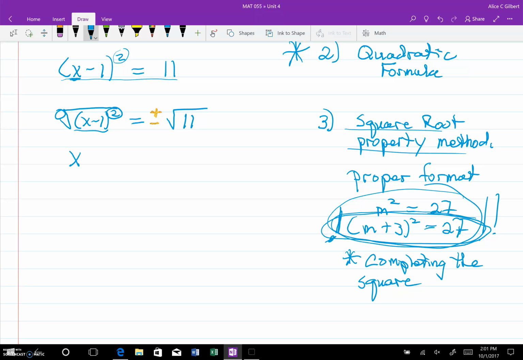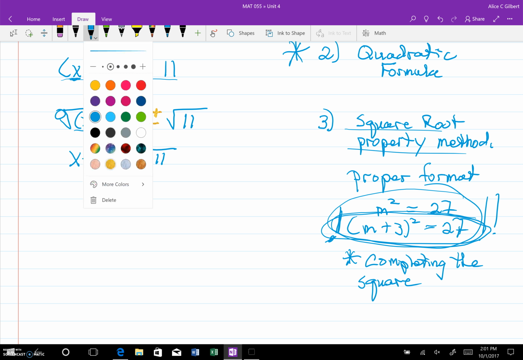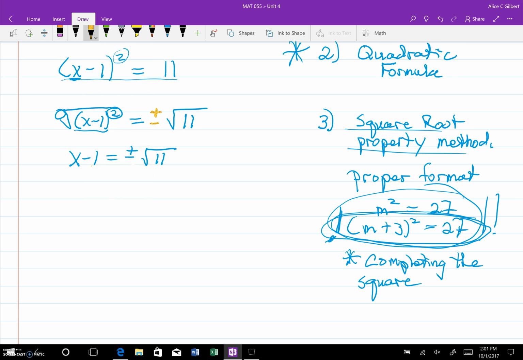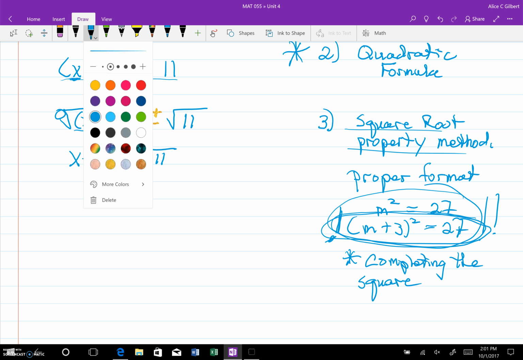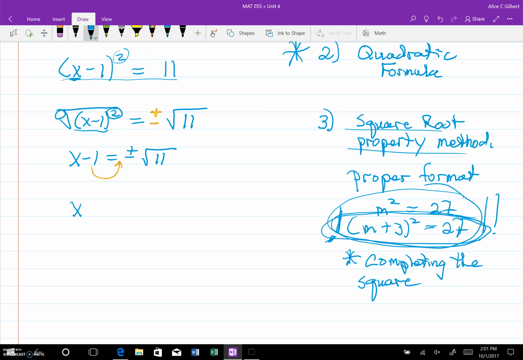So now what I've got is x minus 1 equals plus or minus the square root of 11. And all I need to do now is get the x by itself. So I just need to add the 1 to the other side. Always push him up between the equals and the plus or minus. That's where he belongs. And so now it's going to be x equals 1 plus or minus the square root of 11. Please write it like this, not like the book does.